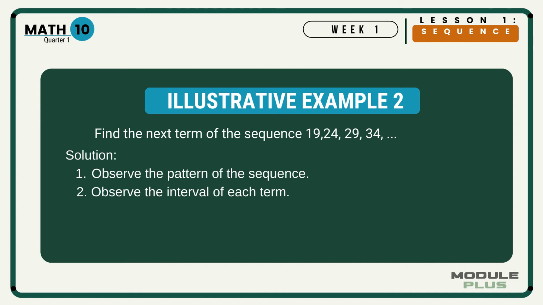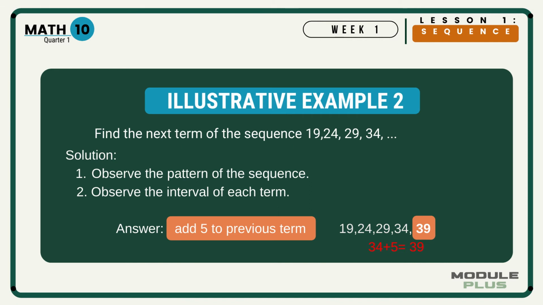And from 29 to 34, again, how much is the interval? Yes, it's 5 again. Therefore, for the next term, the interval is also, yes, it is also 5. Now, we have the answer. To get the next term of the pattern, you have to add 5 to the previous number. Back to our sequence, 19, 24, 29, and 34. Now we have to add 5 to the 34. Therefore, the answer is 39.